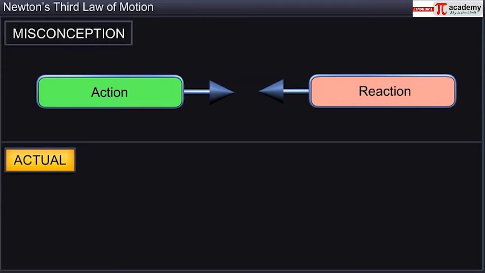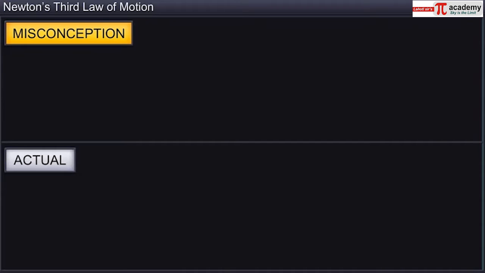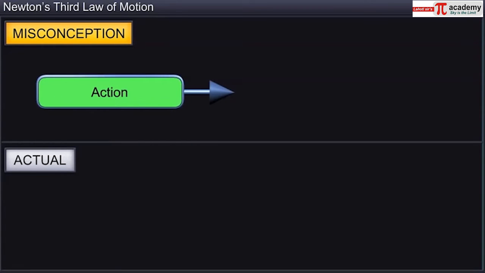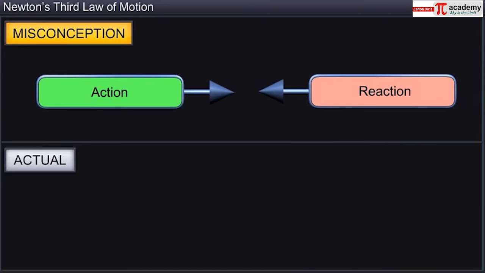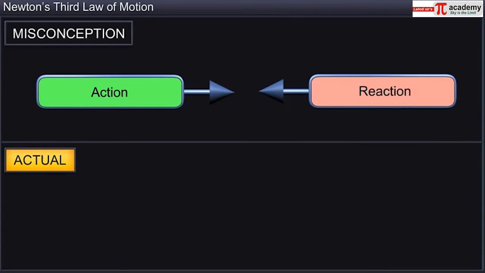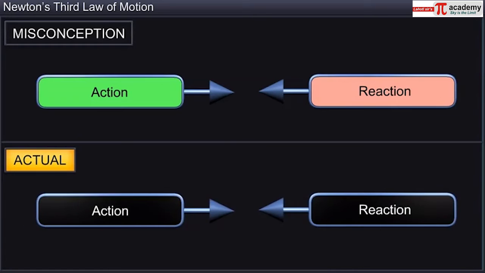Actually, both represent the same entity, that is, force. The law gives an impression that action comes first and then its reaction. That is, action is the cause and reaction is its effect. Actually, action and reaction come into existence at the same instant.